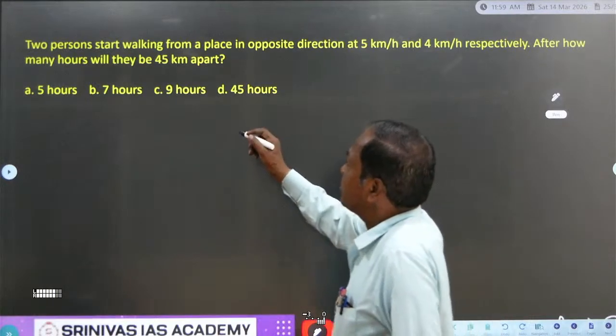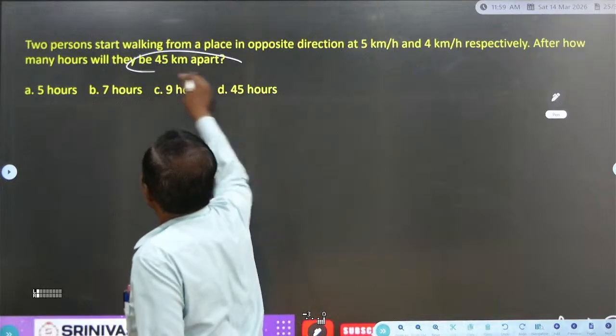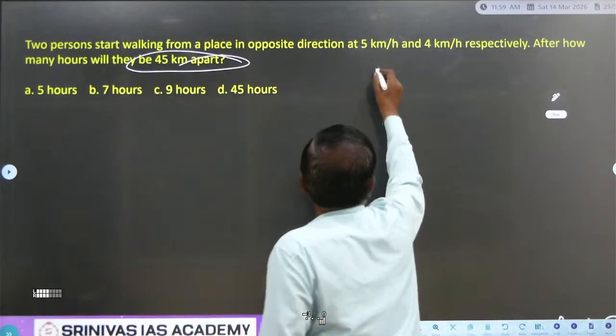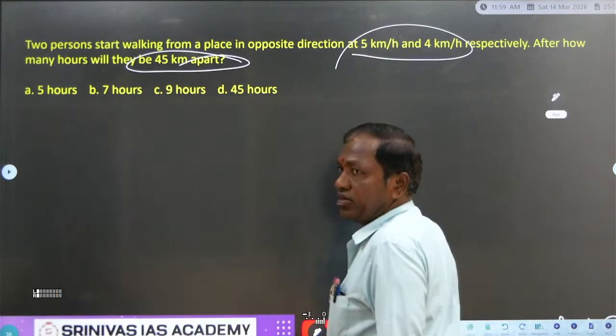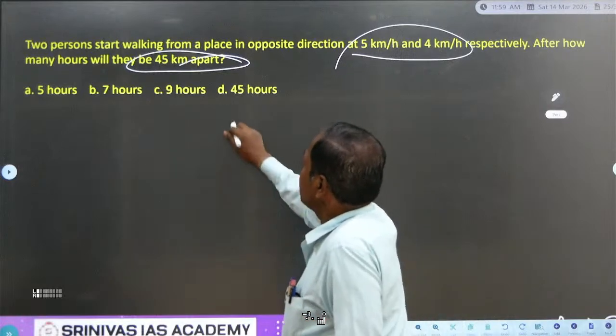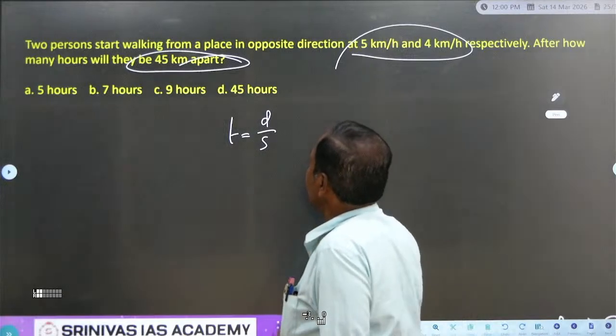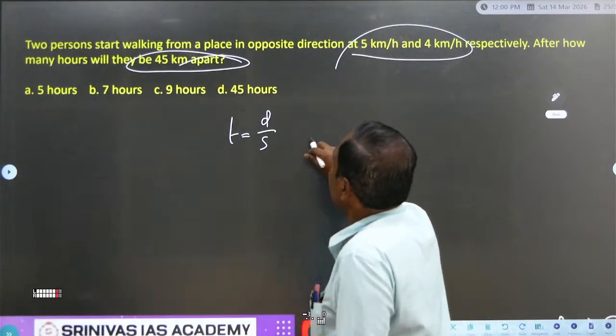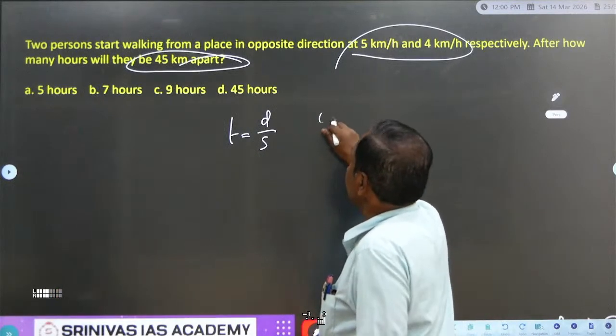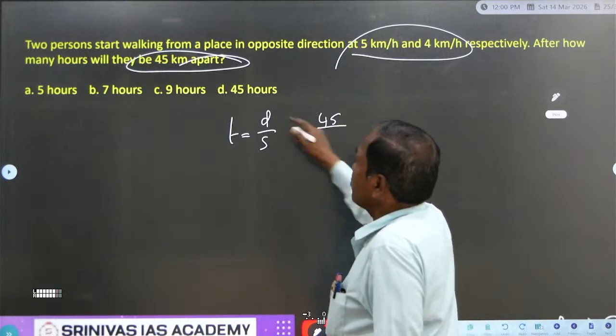But distance is given here. Total distance is given, and speeds are given. That is the relative speed. Time is being asked. So what is the time? Distance by speed. What is the distance? 45 kilometers apart.